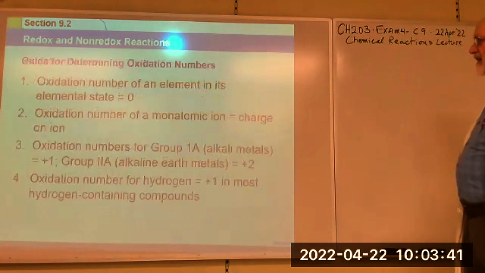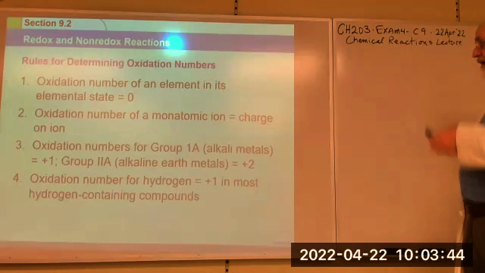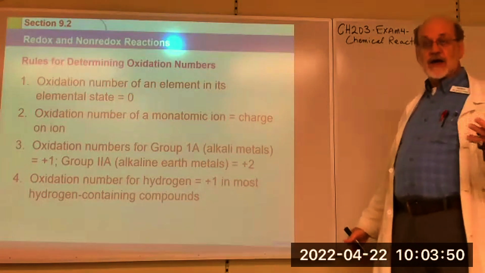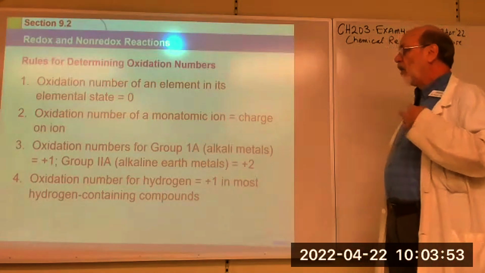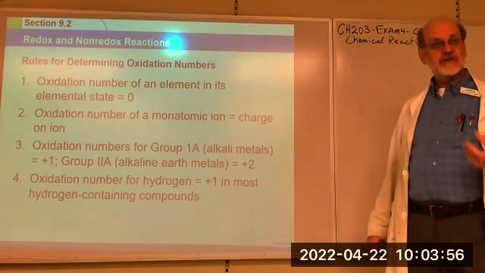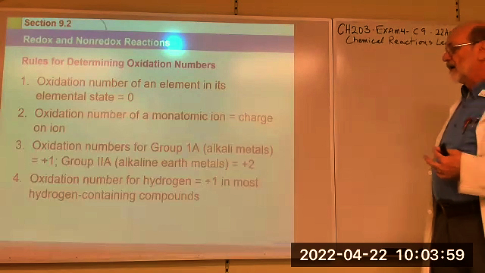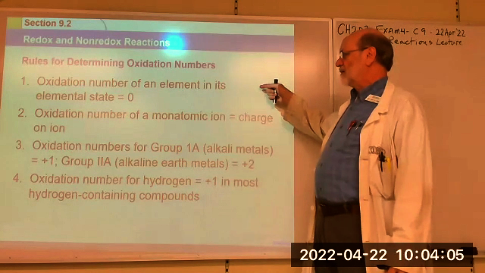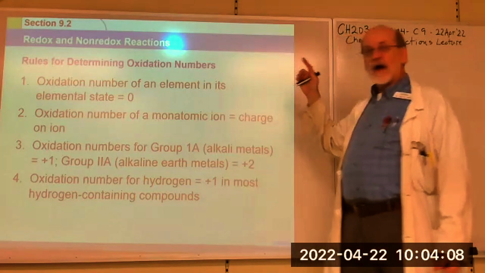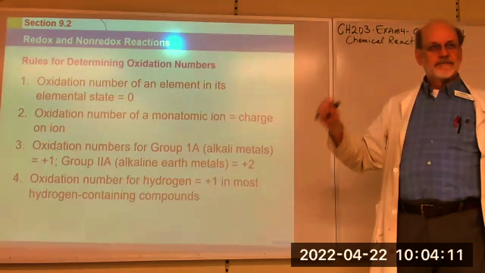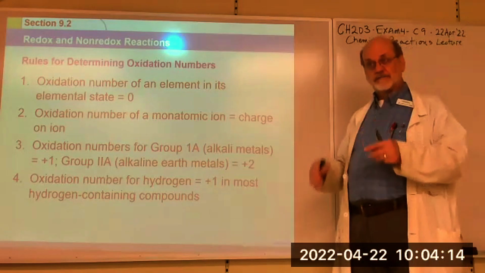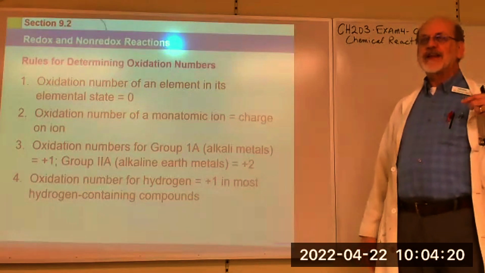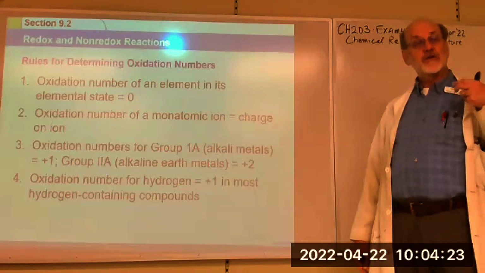Okay, let's see. Here are the rules. If you have a compound, not in a reaction, and you want to know what is its oxidation number, its oxidation state, use these rules. If it's an element, then the oxidation state is 0. In other words, it's not positive, it's not negative. And that's true for all elements in their standard state, standard temperature and pressure state.